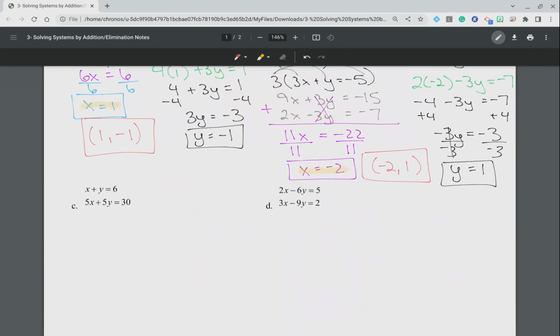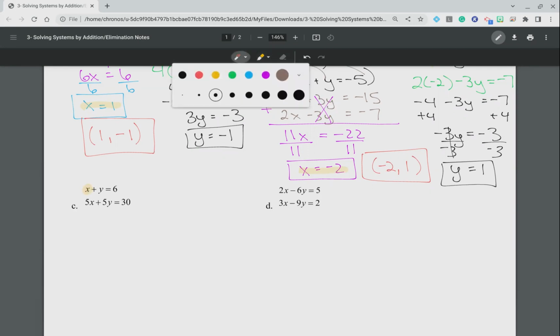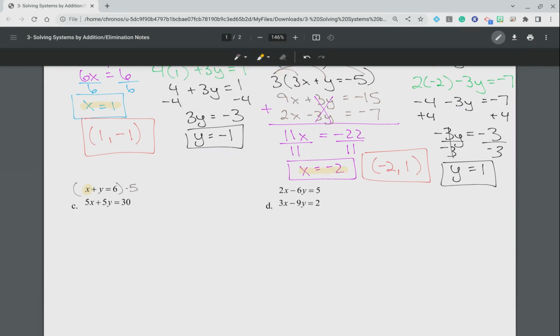Okay, so looking at letter C here, you'll notice that nothing eliminates immediately, right? X and 5x do not eliminate. Y and 5y do not eliminate. So what do you think you can do in order to get one of those to eliminate each other? Well, if I look at this x here, if I multiply it by negative 5, then it's going to eliminate the positive 5x.